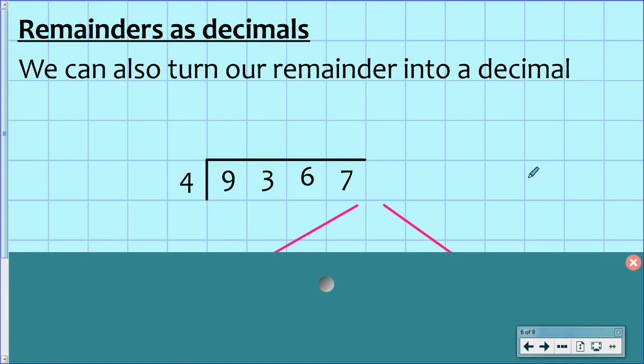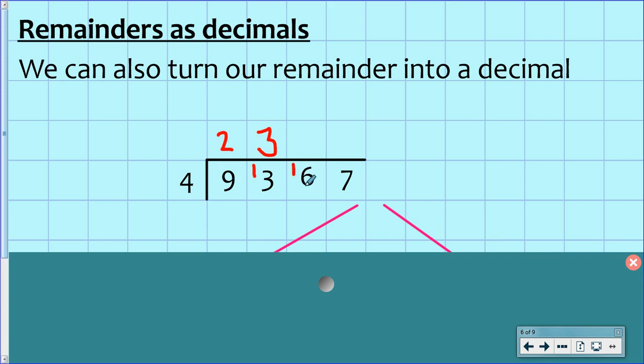So we've looked at remainders as fractions. Now we're also going to look at remainders as decimals. And as long as you keep the same process of exchanging, which you're brilliant at now, this is also fairly easy, just like fractions. So let's start this calculation first, and then we'll talk about what we're going to do to make it a decimal. So 9 divided by 4, we can get 2 groups of 4 out of 9 with 1 left over, so we exchange that. 13 divided by 4, we can get 3 groups of 4 out of 13, again with 1 left over.